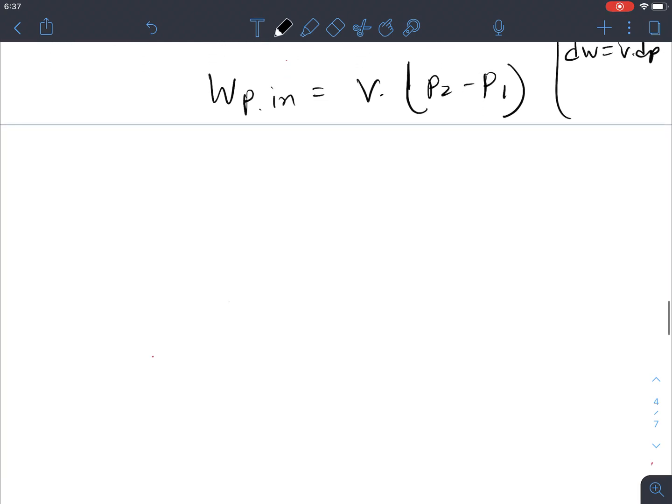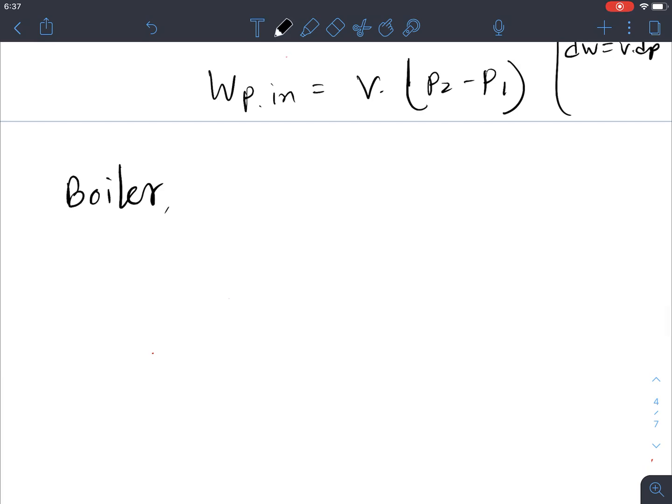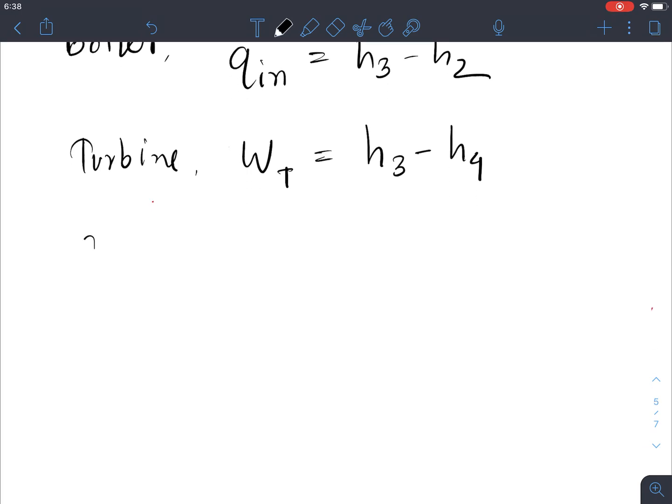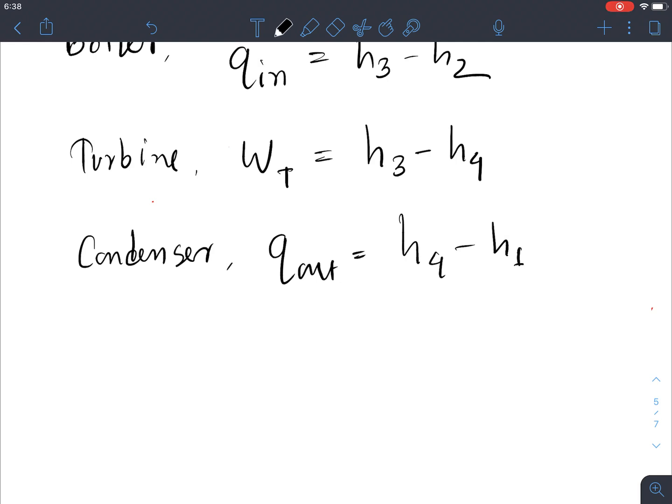Now let's take a look at the boiler. What is happening in the boiler, basically process 2 to 3? In the boiler, heat addition is happening at constant pressure, which we can write as H3 minus H2, right? And then similarly in the turbine, the work is being produced, W turbine, which is H3 minus H4, right? And then in the condenser, heat rejection is happening, Q out, which equals H4 minus H1.